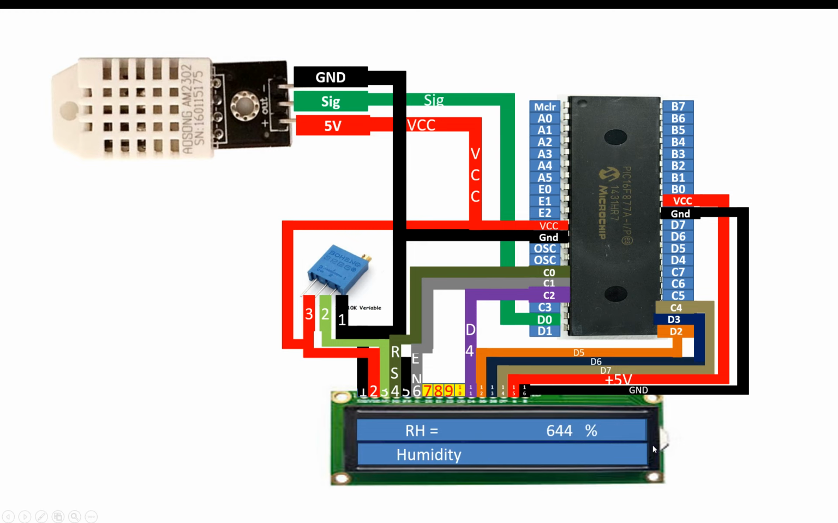Now similarly for the humidity, it will show one by one, first temperature, then humidity, then it will keep on repeating like this. And for the humidity, RH equals 644, it means that it is 64.4. The first 2 digits are to the left of the decimal, and the third digit onward is to the right, so it is 64.4%. Simple as that. Now guys, let me introduce you to the hardware before we move on to the programming.